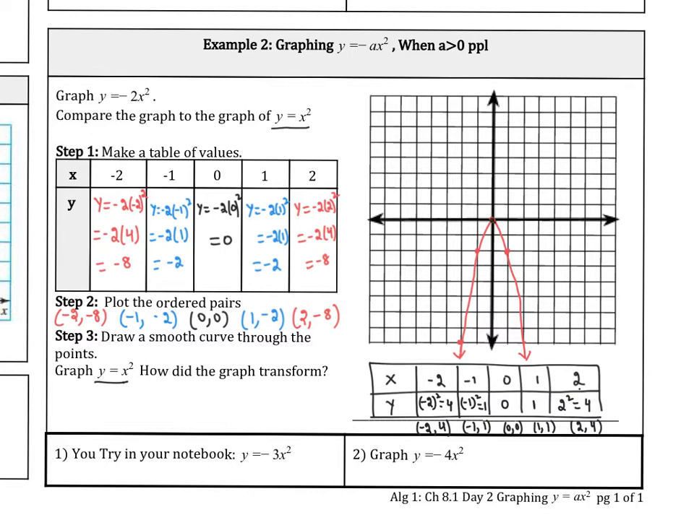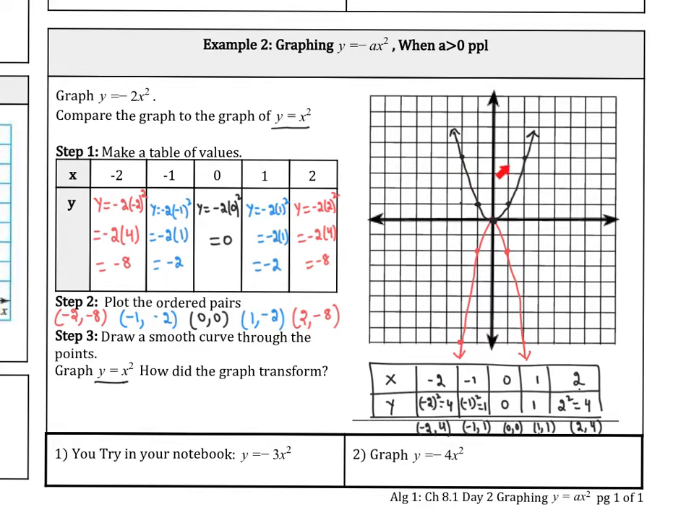So 0 comma 0, negative 1 comma 1, negative 2 comma 4, 1 comma 1, that is this point, and 2 comma 4, the last point. You're going to make a smooth graph out of these points, and you're going to get a regular graph.